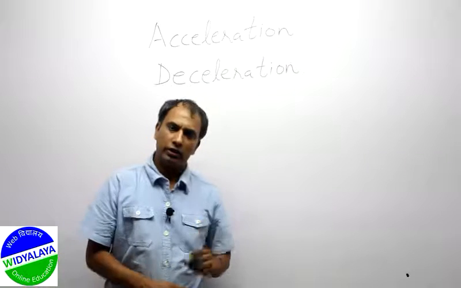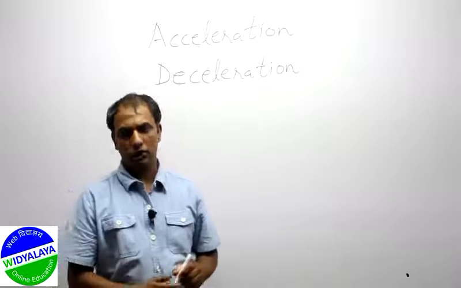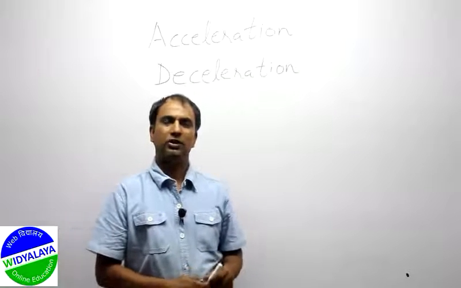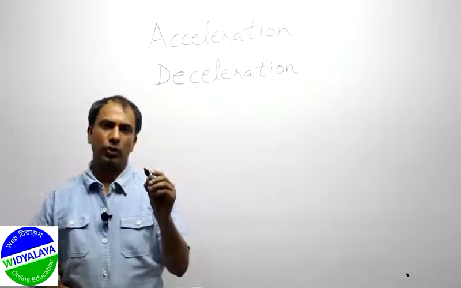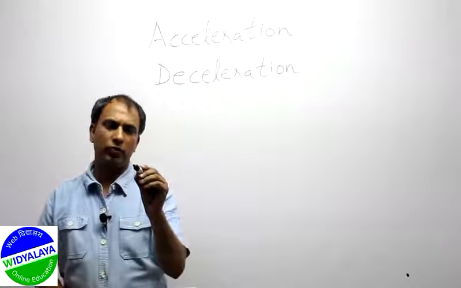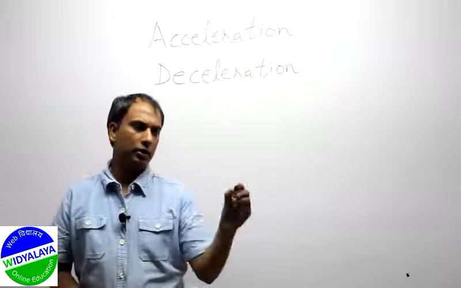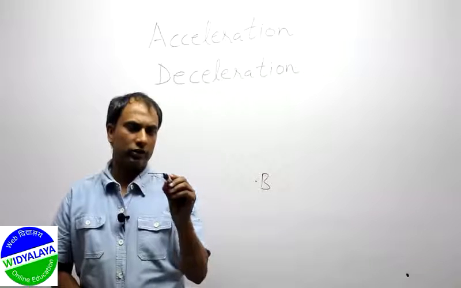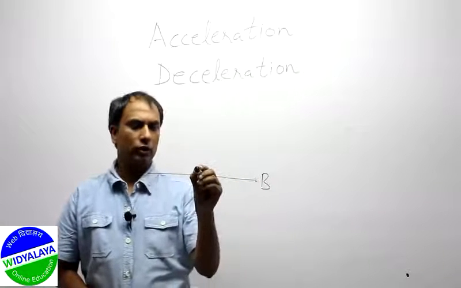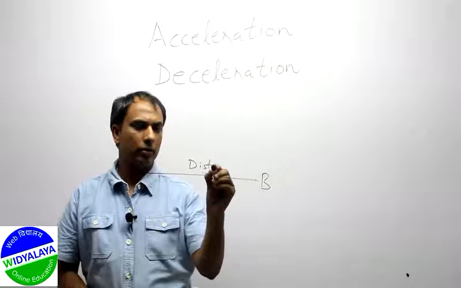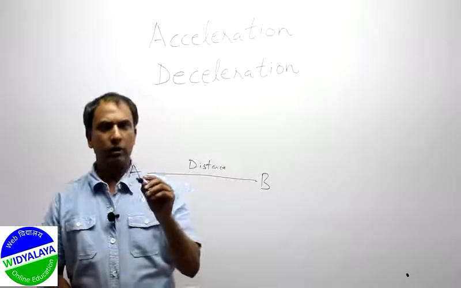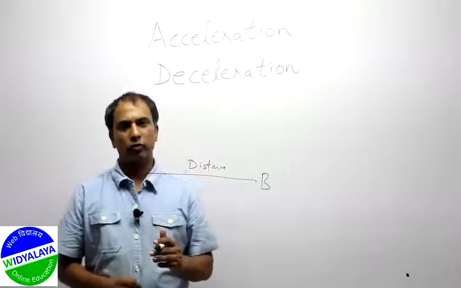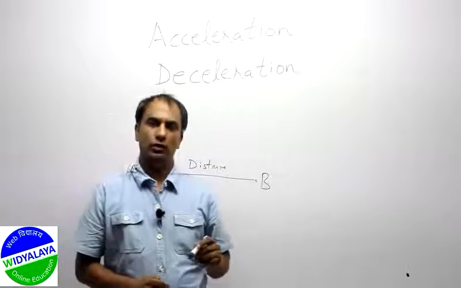Now, we read about speed, velocity, average speed in the last lecture. Now, let's understand it a little bit more. When an object is moving from point A to point B, whatever is the distance traveled divided by the total time was the average speed. But we said the speed could be changing in between. It could be moving faster, then slower, and so on.